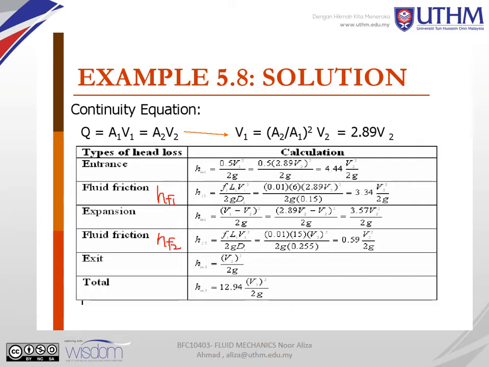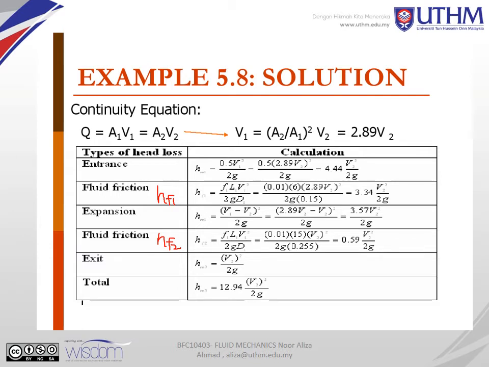For expansion, we use chapter 4, chapters 3 and 4, because they have used the HM. So HM for expansion is V1 minus V2 squared over 2g. You just put the value here, so all the calculation is in terms of velocity 2. So we get this HF2 in terms of V2.